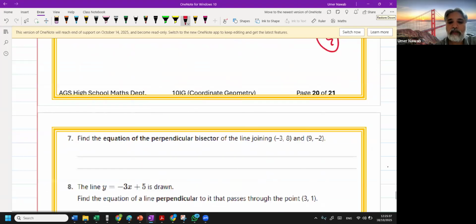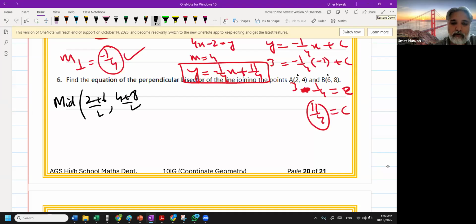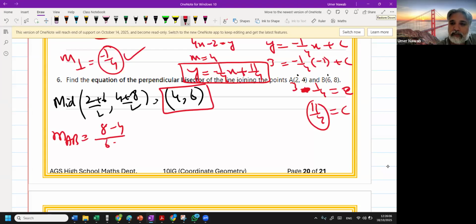So let's try to find the midpoint of A and B. So the midpoint: 2 plus 6 over 2, 4 plus 8 over 2. So that is 4 and this is 6. So the midpoint is found. So the perpendicular bisector will be passing through this to get the value of c. How to find the gradient? So the gradient of AB is, come on, 8 minus 4 over 6 minus 2.